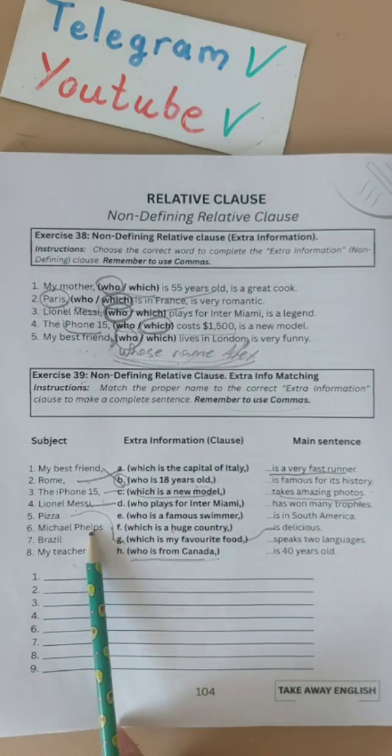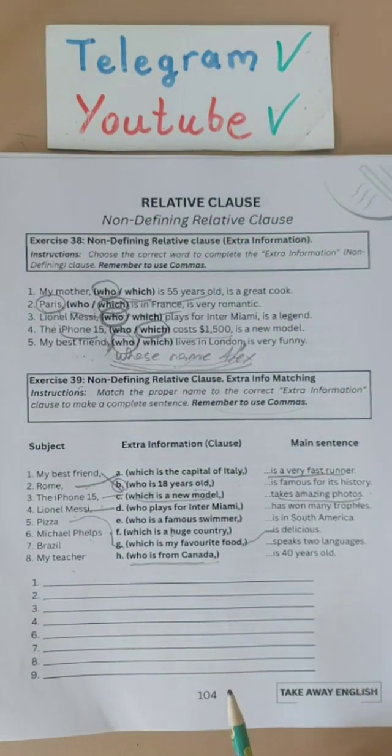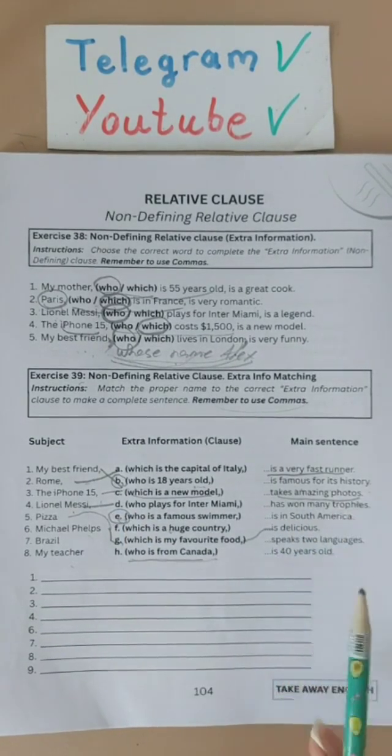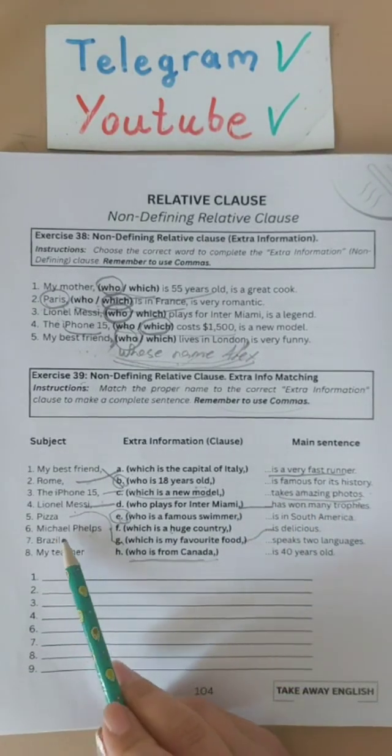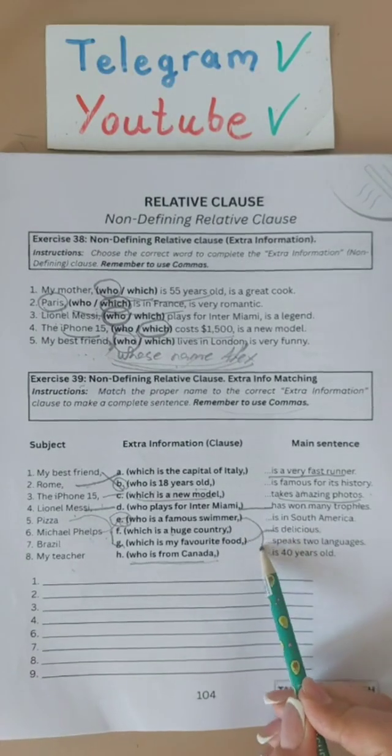Number 6, Michael Phelps. Thank you, Haram, Yaba, Amal. 6A is perfectly correct. Has won many trophies. It was for Lionel Messi. So, Michael Phelps, who is a famous swimmer, is 40 years old.